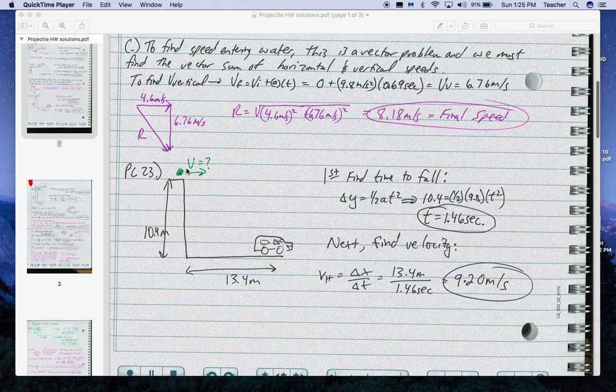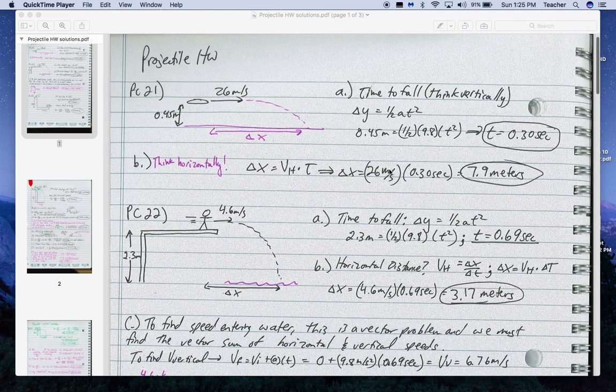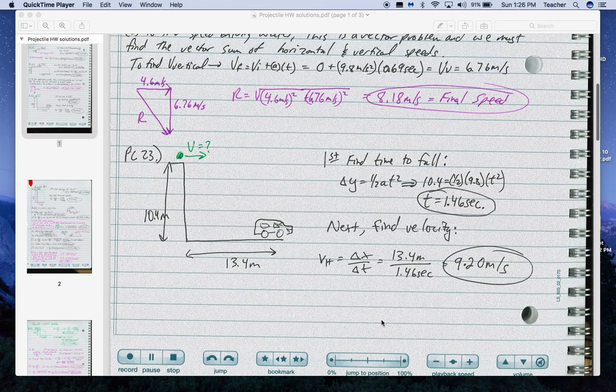PC23, again, something's being thrown off the school, trying to hit my car. I guess an angry student trying to chunk a pumpkin. So once again, trying to find the time to fall, use this and rearrange. Now to find the horizontal velocity. This time we know the distance and we know the time it took to fall because we just figured that out, and that gives us the horizontal speed at which something was thrown. Oftentimes what we're asked to do is, given the horizontal speed, find the distance. Here we were given the distance, asked to find the horizontal speed.